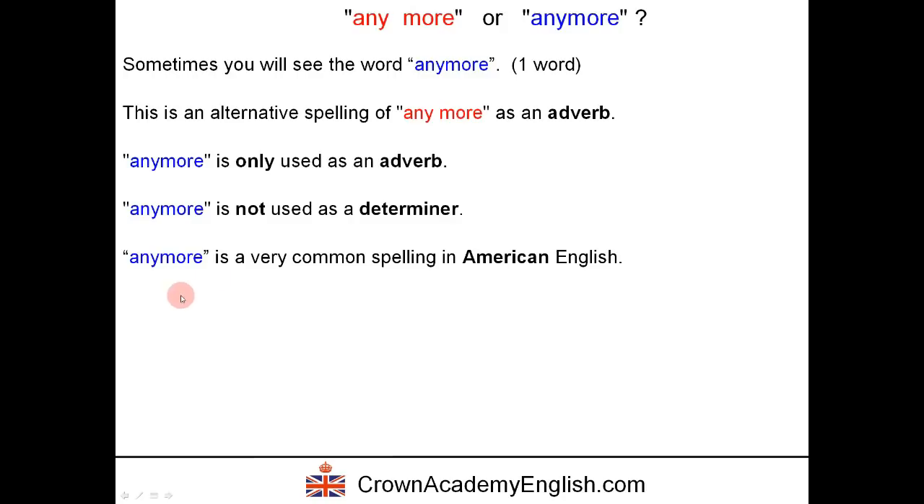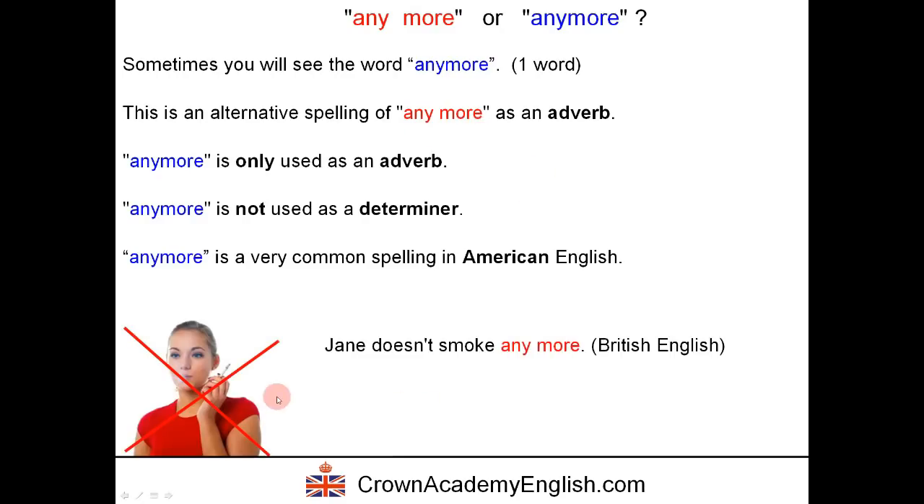And very important, anymore is a very common spelling in American English. So this is only really used in American English. So the Americans use this as the adverb. They don't really use this form. But in British English, we use this one. Okay? So, example, Jane doesn't smoke any more. Two separate words. This is British English. So this is any more, the adverb. And the American English version is this, with one single word. Jane doesn't smoke anymore. Pronunciation is exactly the same. Any more, anymore. Okay?